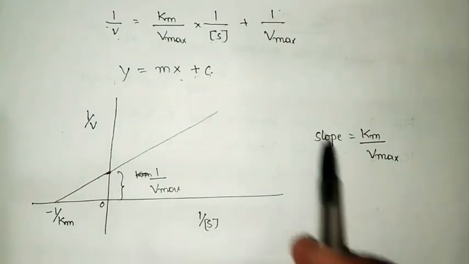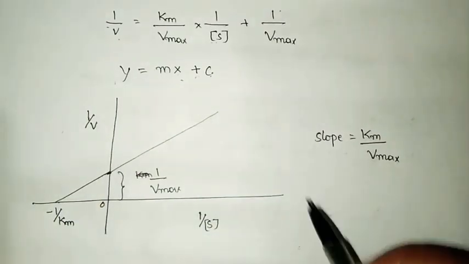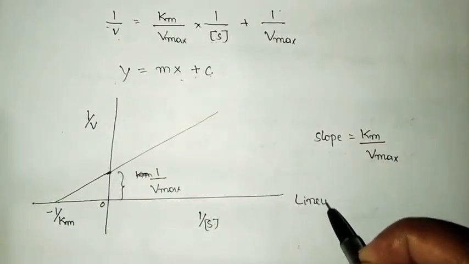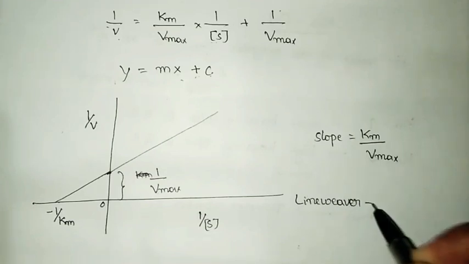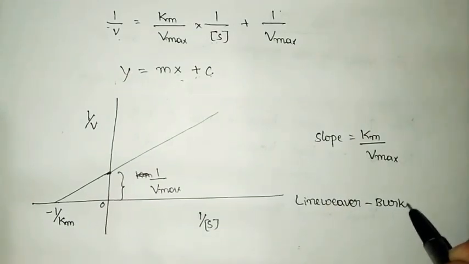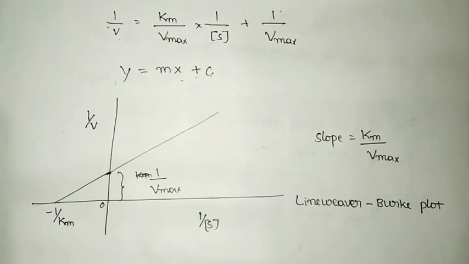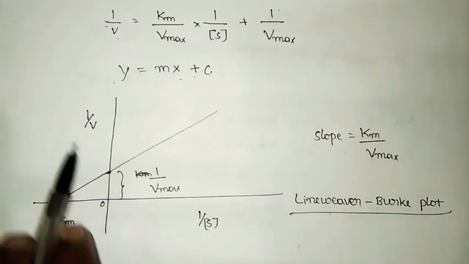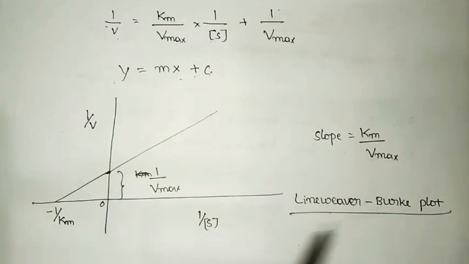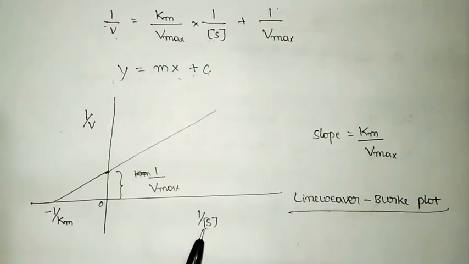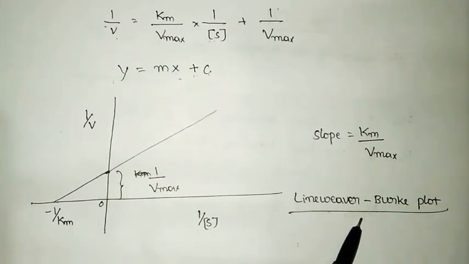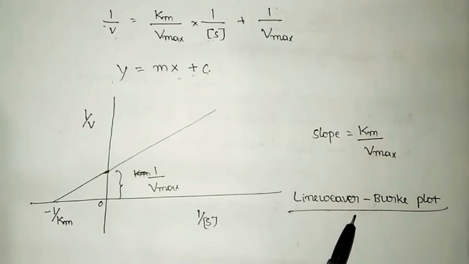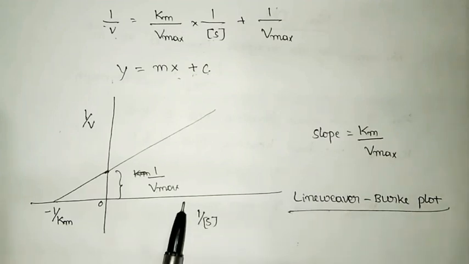And the curve we have got over here is actually called the Lineweaver Burk plot. This is called the Lineweaver Burk plot. The straight line graph we have obtained by plotting 1 by V against 1 by S is called the Lineweaver Burk plot. This Lineweaver Burk plot is useful in evaluating the inhibitors.